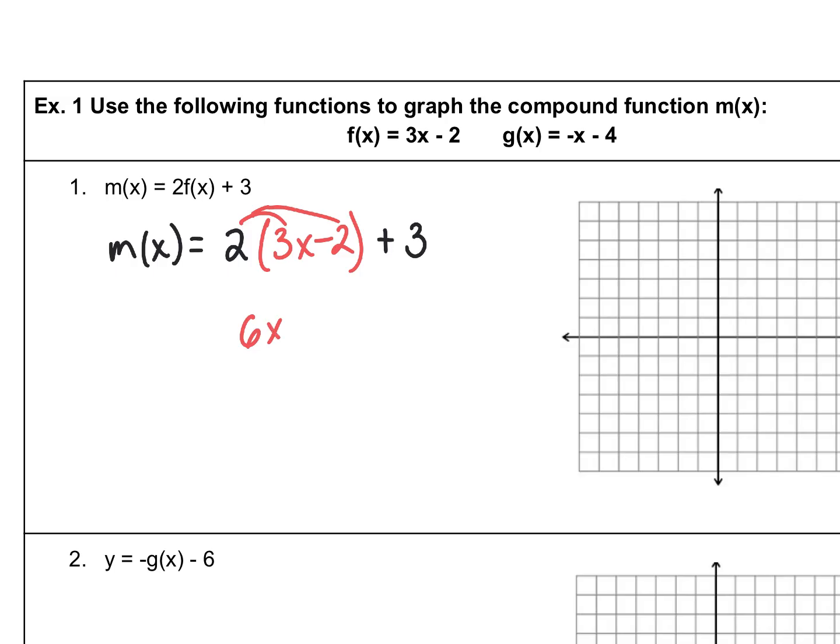6x minus 4. And I still have this plus 3. Can I do anything else? Combine like terms. Those two things, right? So you're telling me that m of x equals 6x minus 1, okay? Would you agree with me that that is a y equals mx plus b problem, right?